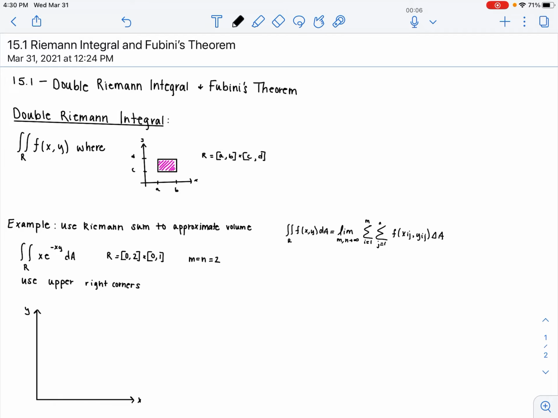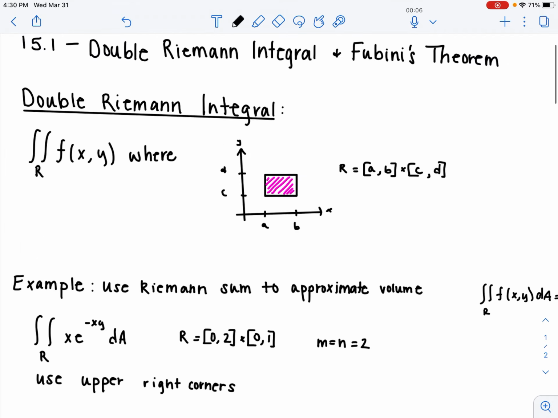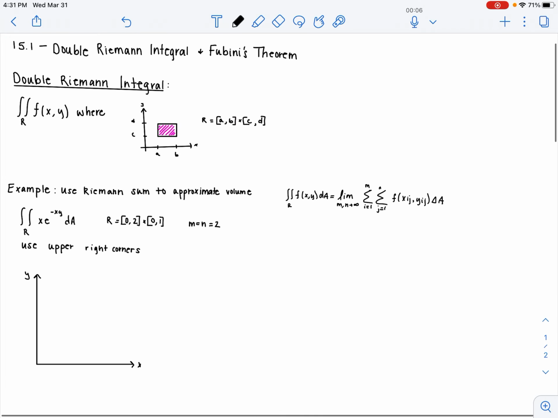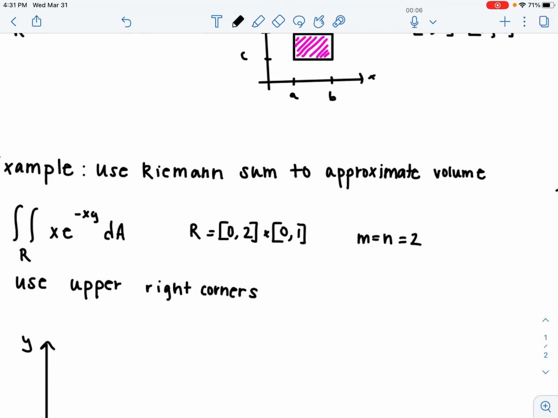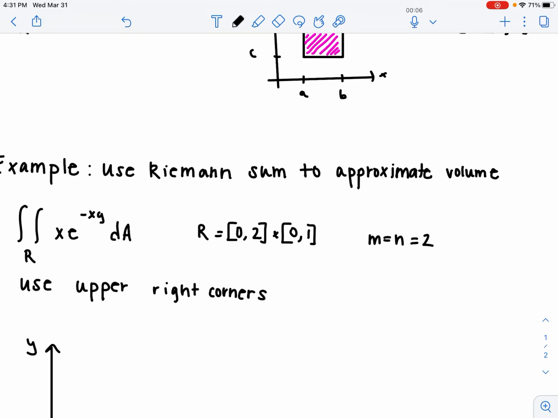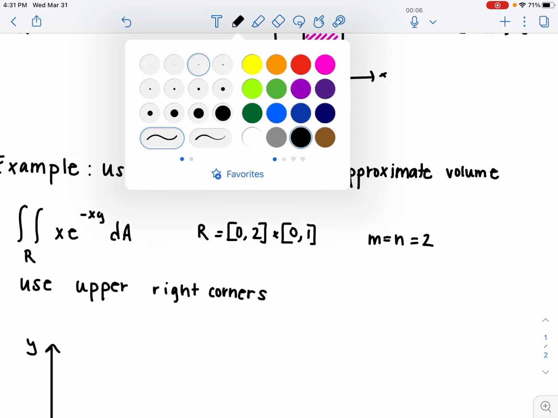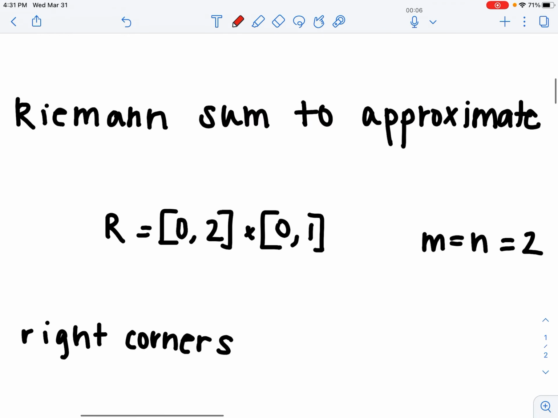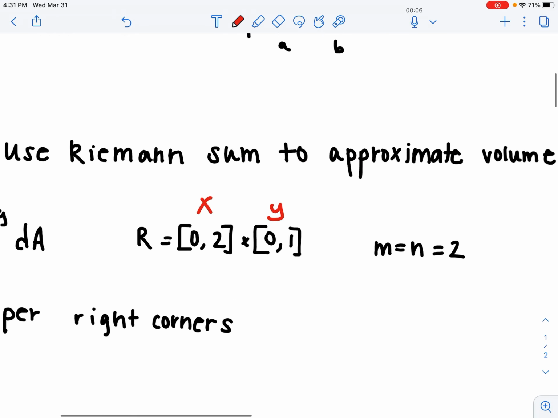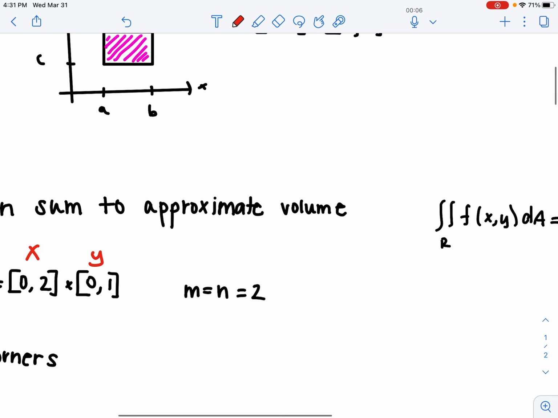So we have this here, where over a region R, a function of two variables x and y, where R is the rectangle which is the Cartesian product of [a,b] cross [c,d]. So in the first example, I wanted to point out the [0,2] cross [0,1]. This will always be x, and this will always be y. I also wanted to take a look at this.